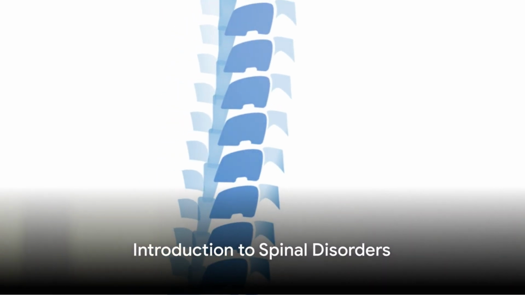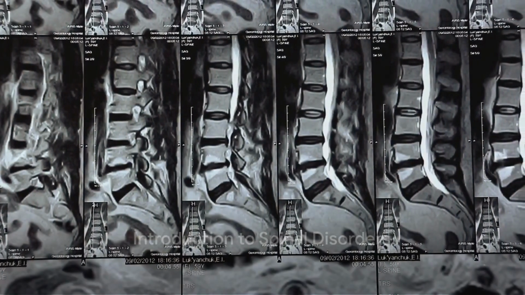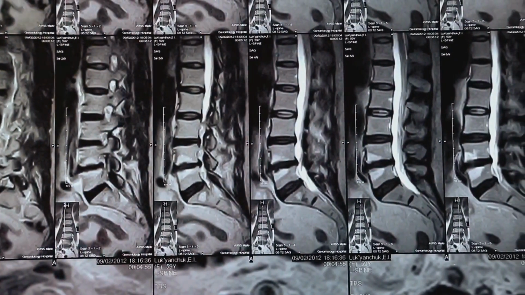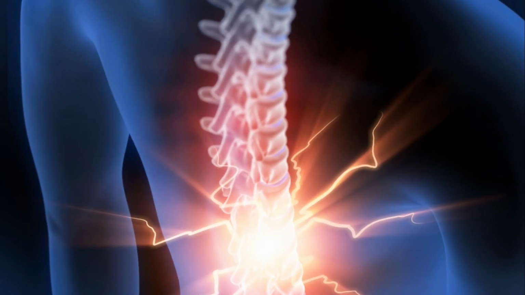Painful spinal disorders can severely impact your quality of life. They limit your ability to be active and can cause you to miss work. There are many different causes of spine pain.